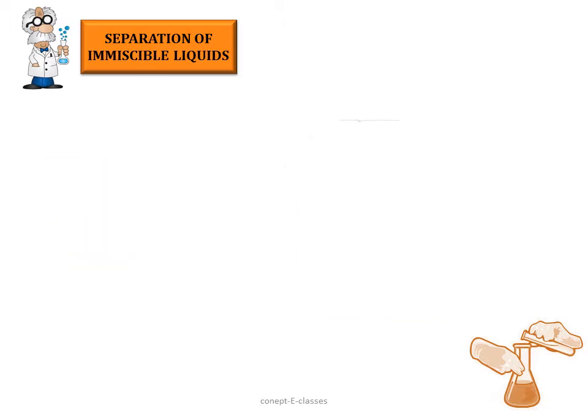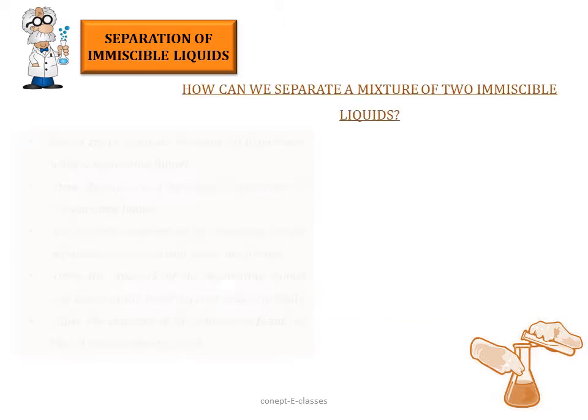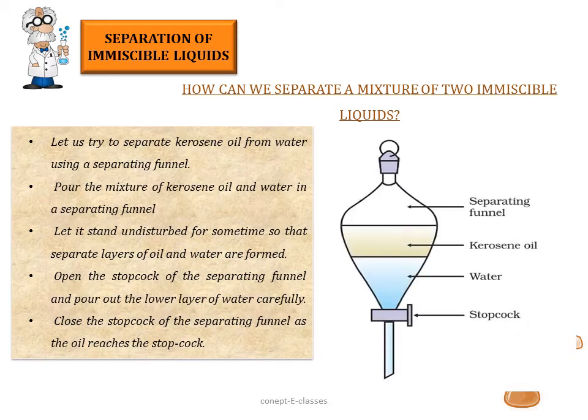Let's see how we can separate two immiscible liquids, that is by using a separating funnel. Here we are trying to separate kerosene oil from water. For that we first pour the mixture of kerosene oil and water in a separating funnel and let it stand undisturbed for some time. What are we able to see? We can see that the water moves down whereas the kerosene oil moves up. So we can see separate layers of oil and water.